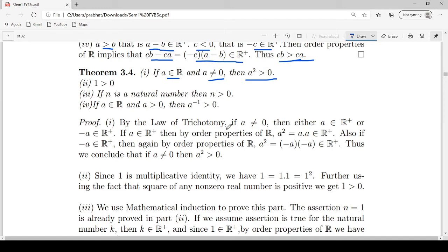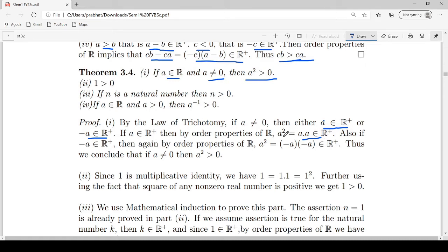Let's prove it. Now A is not equal to 0 given to us. Then by using the law of trichotomy, we can say A is either greater than 0 or A is less than 0. That means A either belongs to R plus or additive inverse of A belongs to R plus. Now we will again use the order properties of real numbers. That means product of two positive real numbers is positive. That property we will use. So first consider A belongs to R plus. A belongs to R plus, therefore A into A should also belong to R plus by using the order properties of our set of real numbers.